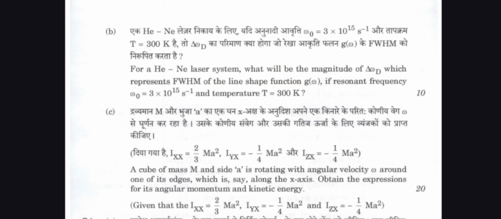And question number B. For a helium neon laser system, what will be the magnitude of delta omega D, which represents the FWHM of a line shape function, if the resonant frequency is 3 into 10 to the power 15 per second and temperature T is equal to 300 kelvins.